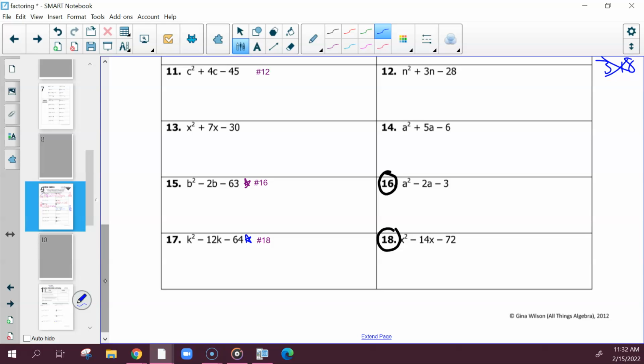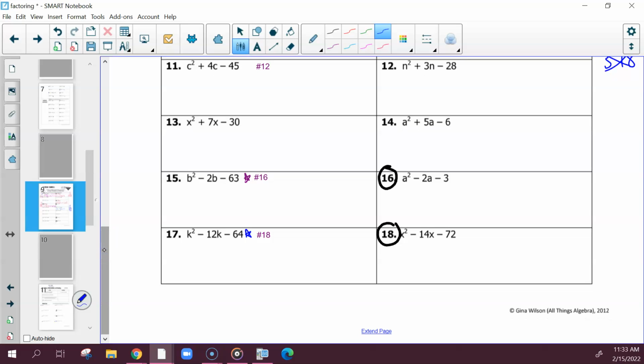So just to recap, positive means both of our factors are positive. Positive negative means one is negative and the smaller number is the negative. Negative positive means both are negative. So negative will be whatever's left.